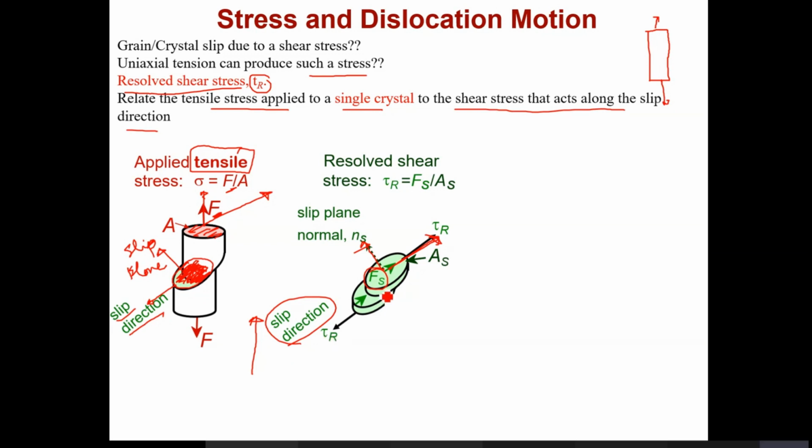Yes, sir. Similarly, the area on which it is acting would be at an angle to this pink area. That would be the area for the shear. So the force and area would both be at an angle with regard to this external force, and that would be the resolved component of the stress that is acting in the tensile direction. Does that make sense or not?